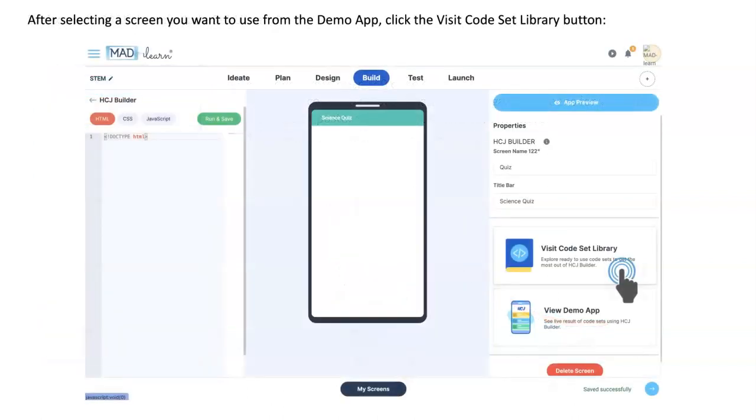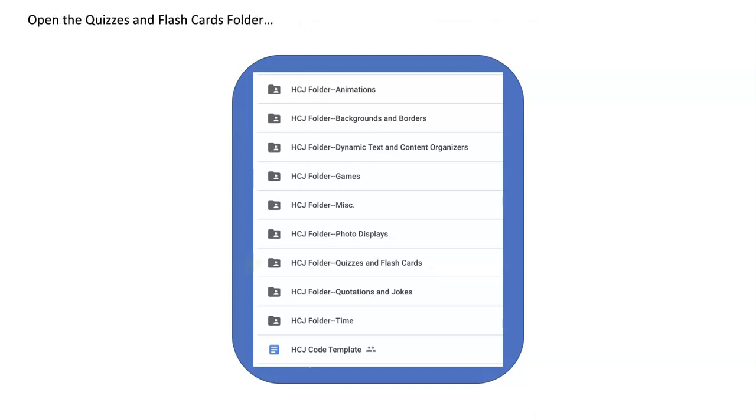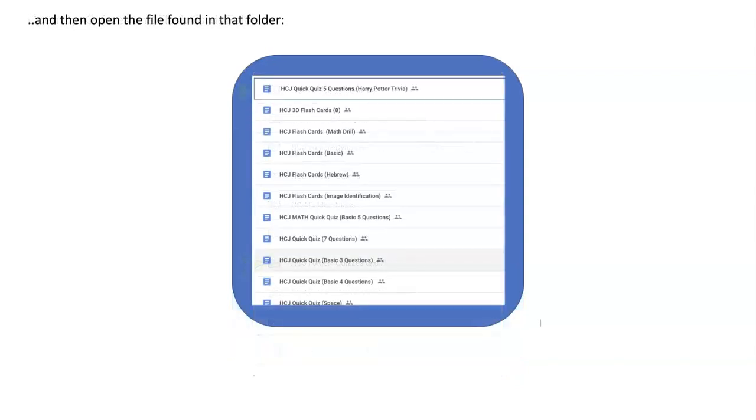After selecting a screen you want to use from the demo app, click the Visit Code Set Library button. The library is organized into several folders that you can browse. Let's look for the Harry Potter quiz template. Open the Quizzes and Flashcards folder, and then open the file found in that folder.